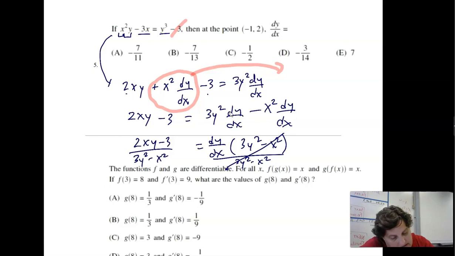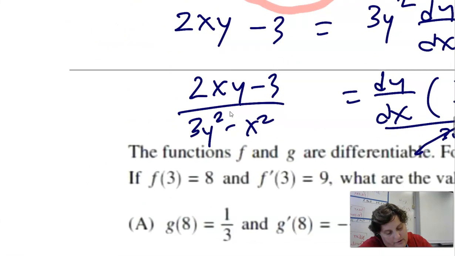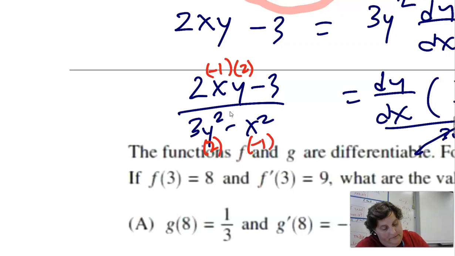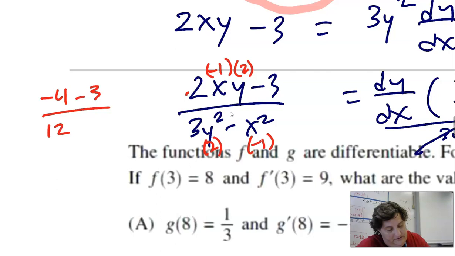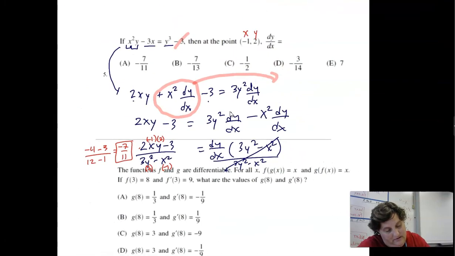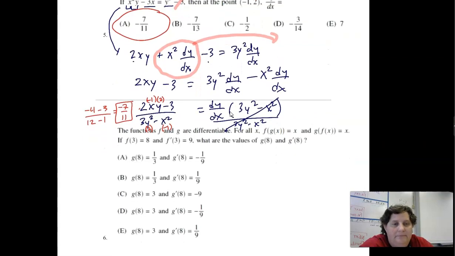I come back up here and I say, okay, x is negative 1, y is 2. So wherever I see an x, I'll put negative 1. Wherever I see a y, I'll put 2. Okay, 2 times negative 1 times 2 is negative 4 minus 3. Remember to square first. 2 squared is 4 times 3 is 12. Negative 1 squared is 1, and that's a minus, so it's negative 7 over 11. Okay, so I will go with that question there. All right.